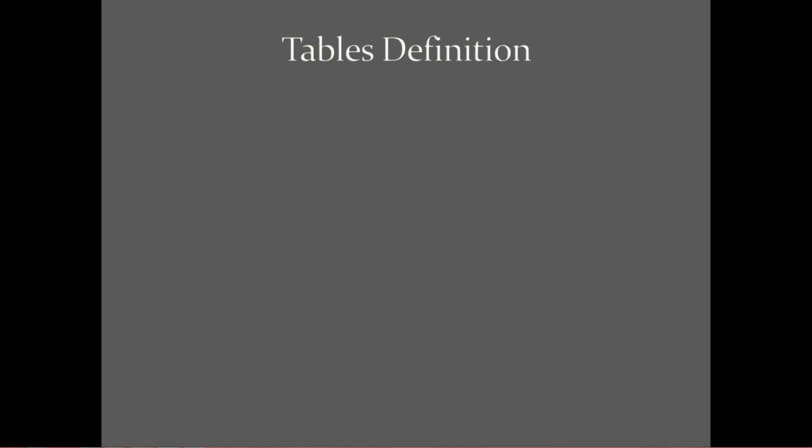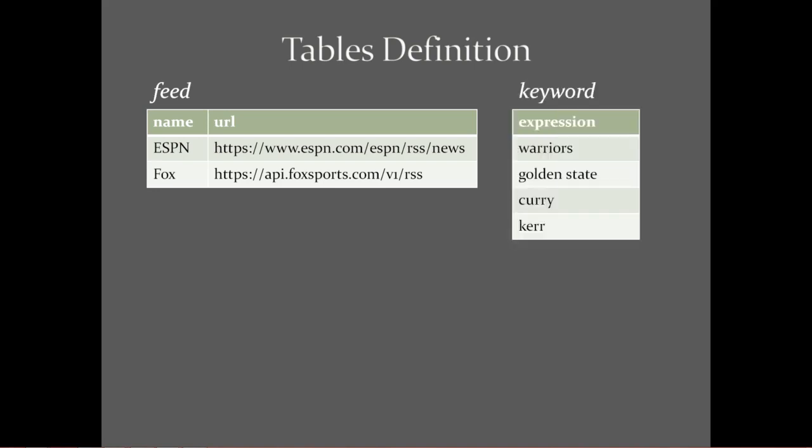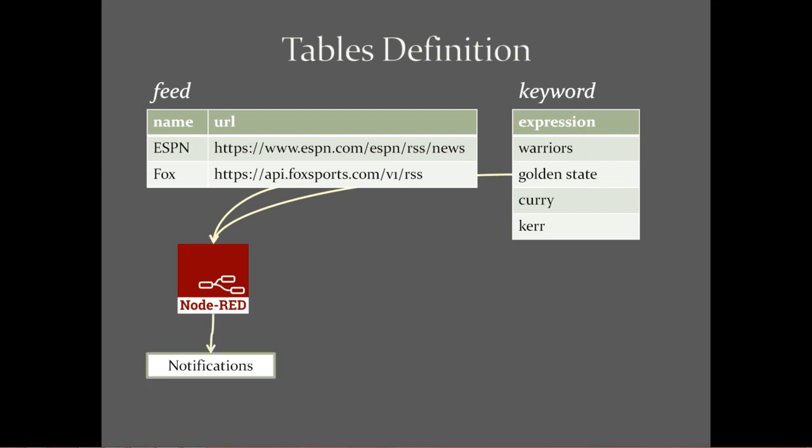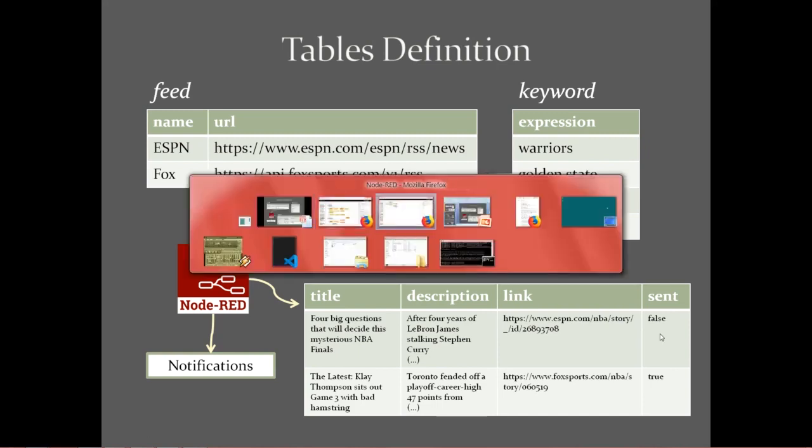We will need to define 3 tables. In our first table, named feed, we're going to store 2 columns, a name or identifier and a URL of our feeds. On the second table, the keywords that we want to monitor. We're going to combine these 2 tables so that Node-RED can send notifications, but at the same time we want to store these results in a table and create one column. If it's true, we already sent a notification, and if it's false, we still need to send that notification. So let's go and open Node-RED.